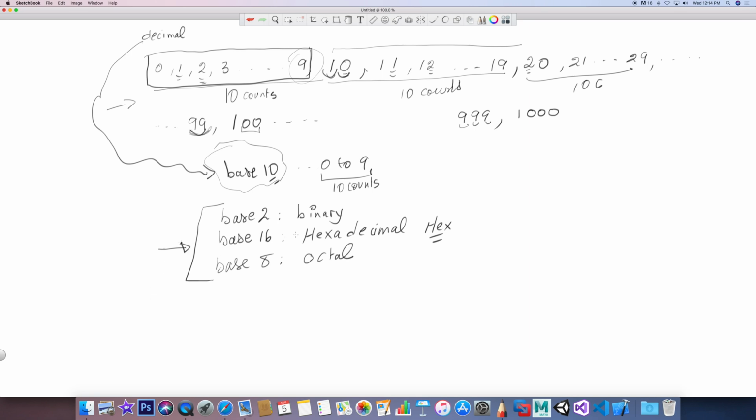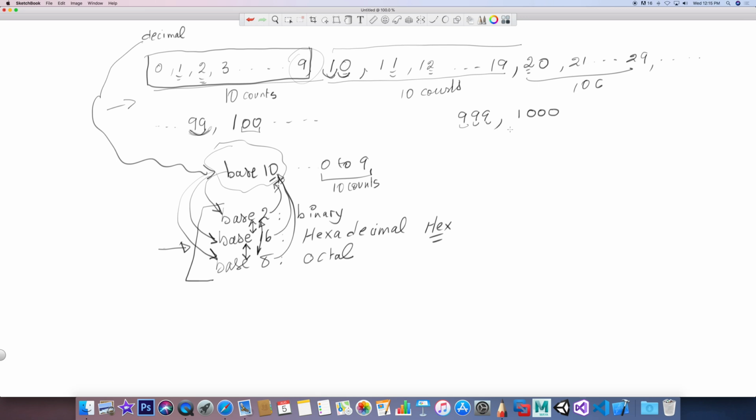We will do a lot of examples of conversions. How do we go from base 10 to base 2, base 16, and base 8? How about vice versa? How do we go from base 2 to 10, base 16 to 10, and base 8 to 10? How about between them? Base 8 to base 16, base 2 to base 8, and base 8 to base 2. So we want to be able to convert.